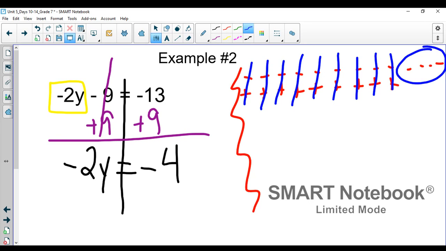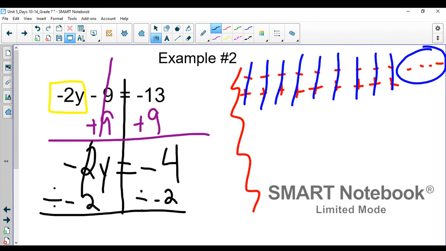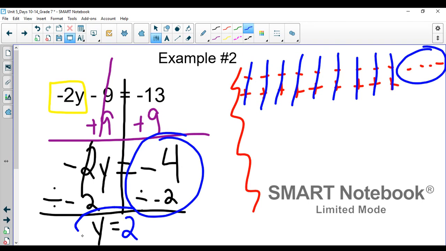left over. To finish this, it's negative 2 times y equals negative 4, so I have to divide each side by negative 2. And this is where paying attention to your details really matters, because the problem is negative 4 divided by negative 2. Negative divided by a negative is a positive, so y equals positive 2.